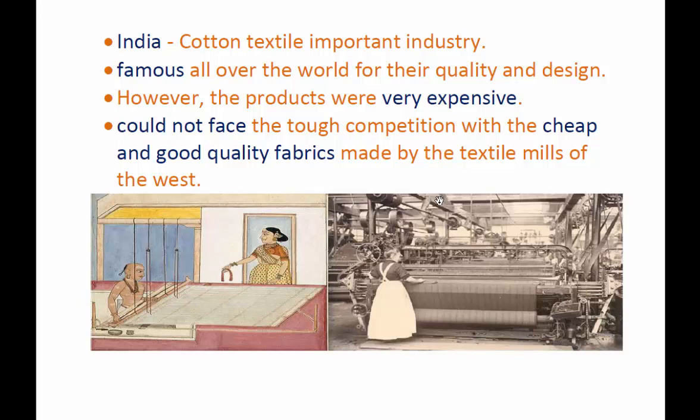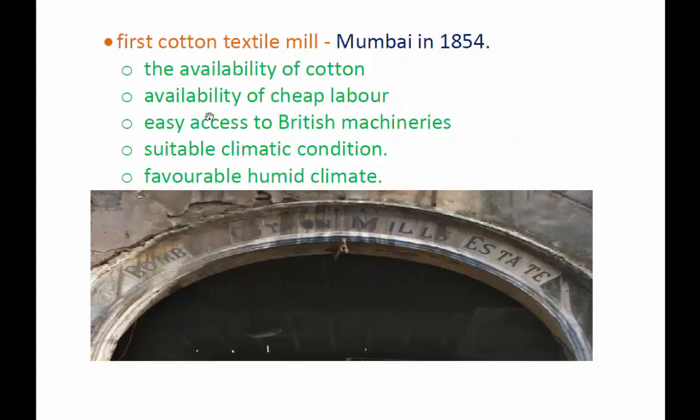So that is why there was a setback for the cotton textile industry in India at that time. Alright. So the first cotton textile mill was set up in Mumbai in the year 1854.